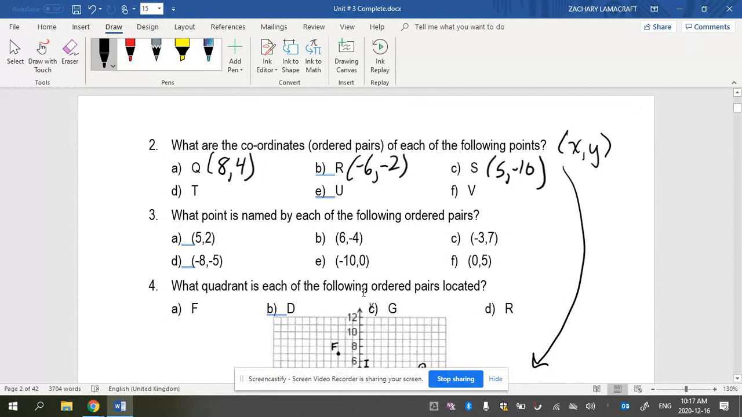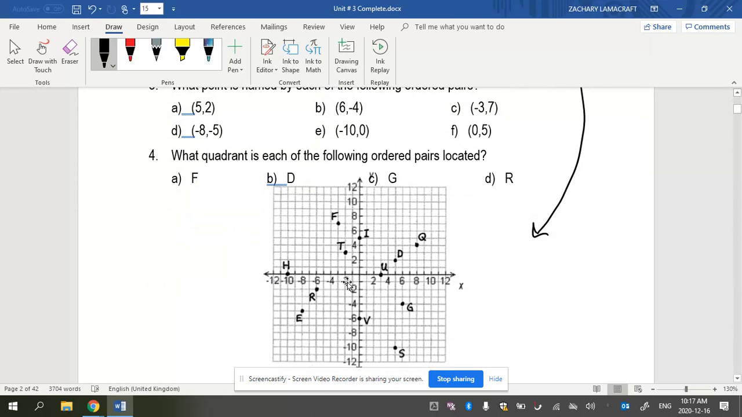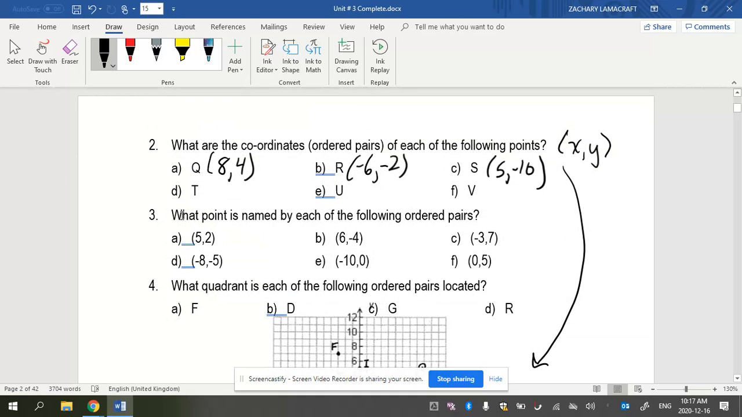How about T? Someone else want to help us out? Brady, can you give me a hand there? For T, -2 and 3, perfect. So -2 on that x-axis and 3 on the y. So -2 and 3.